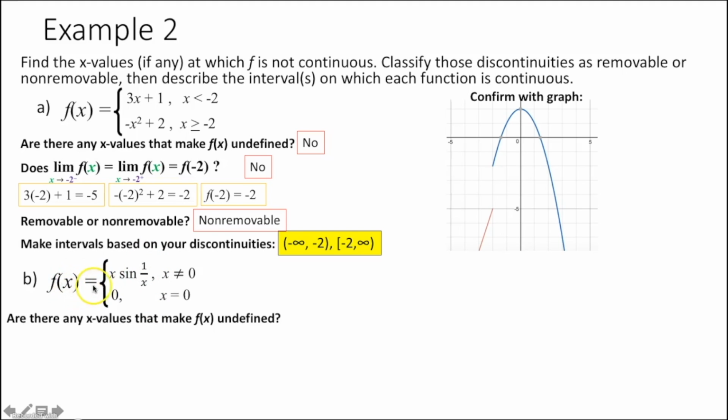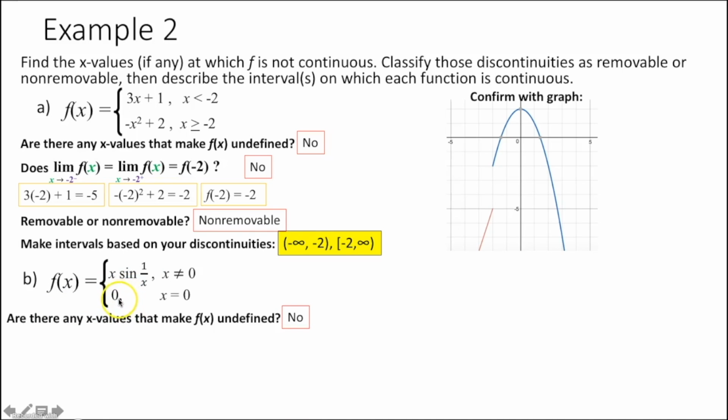This piecewise function has x times sine of 1 over x for every x not equal to 0. But when x does equal 0, the function has a point at 0, 0. So it fills in that spot where there would be a hole. Therefore, there are no x values that would cause this to be undefined.